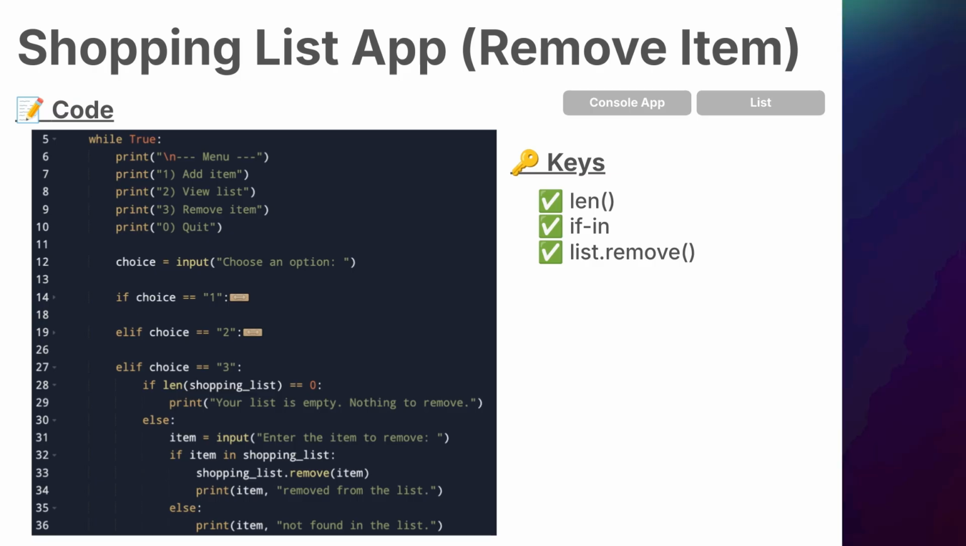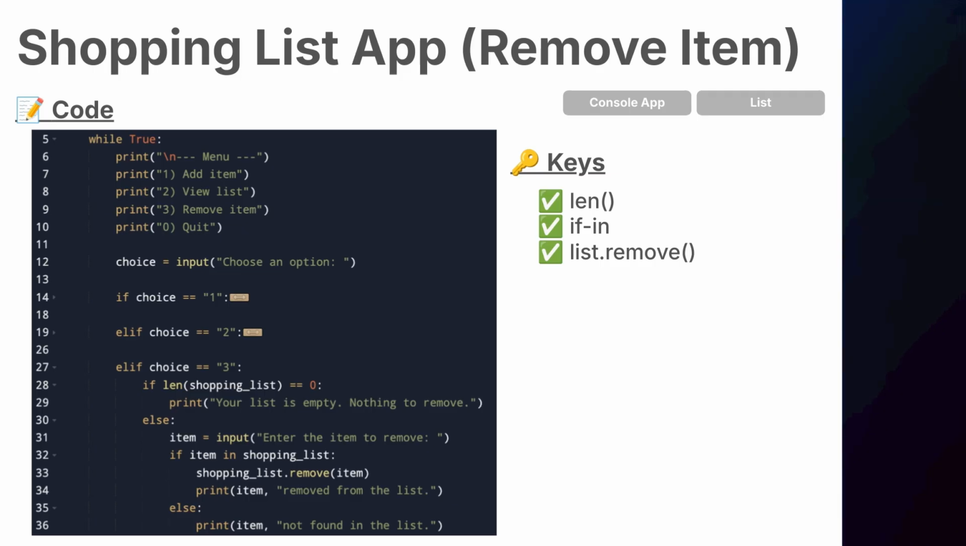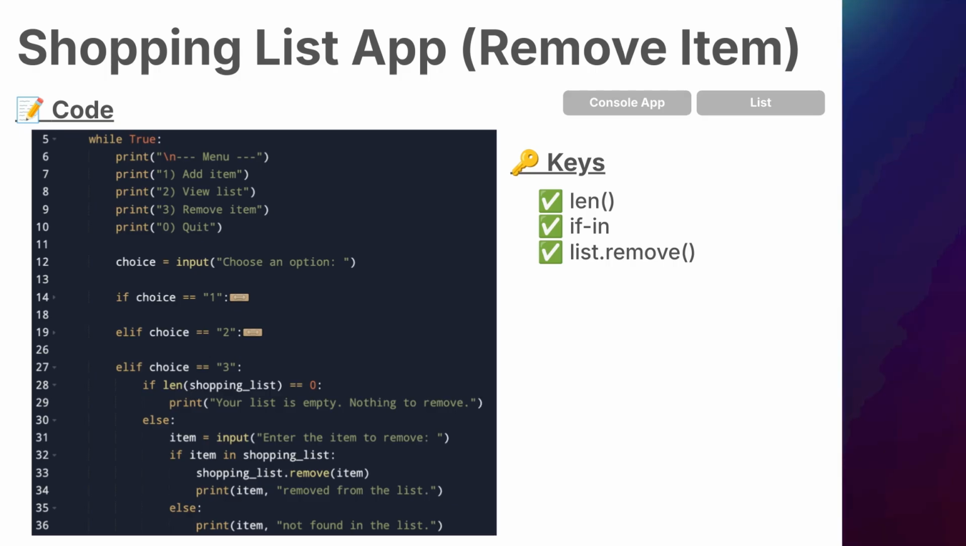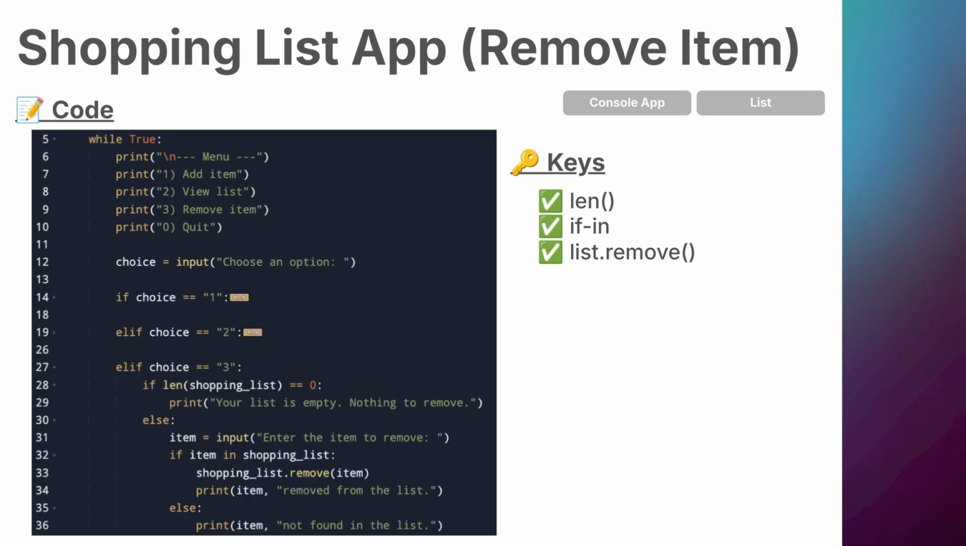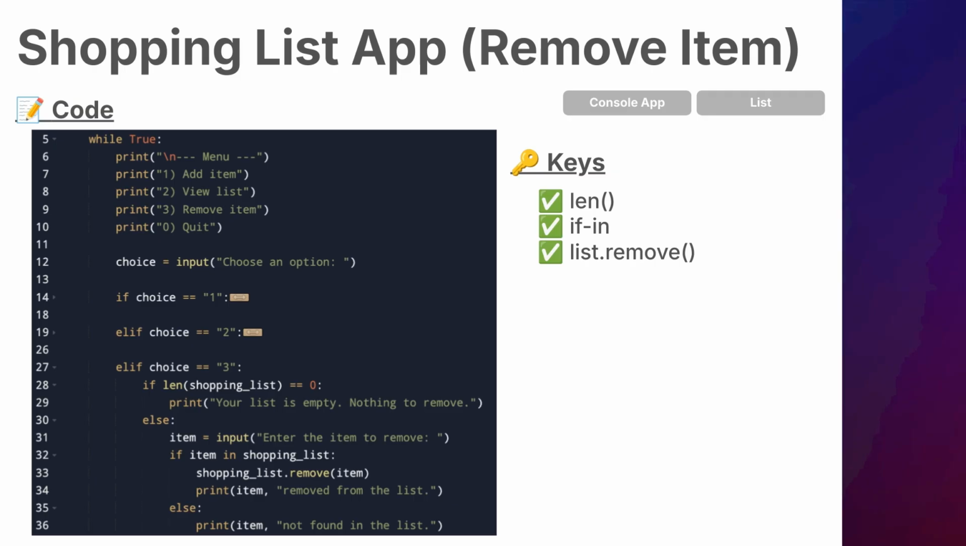If there are items in the list, the program asks the user to type the name of the item they want to remove. Before actually removing it, the program uses the if item in shopping list check to see whether the item exists. This is important so the app doesn't crash or confuse the user by trying to remove something that isn't there. If the item does exist, the program calls shopping list remove to delete it. This built-in list method removes the first matching item from the list. After that, it prints a message confirming that the item has been removed. If the item isn't found, it politely tells the user that it couldn't find the item.